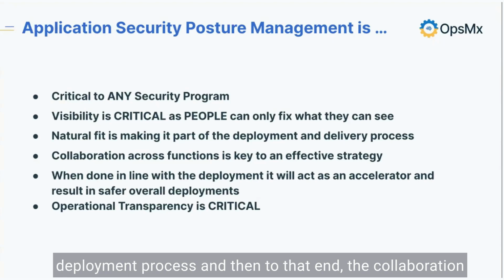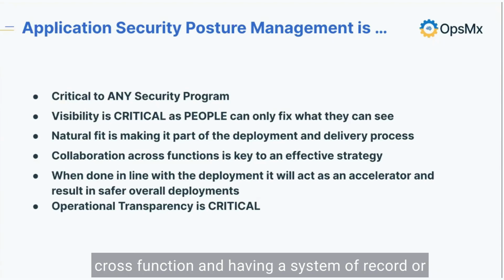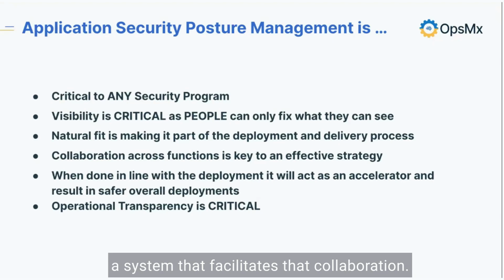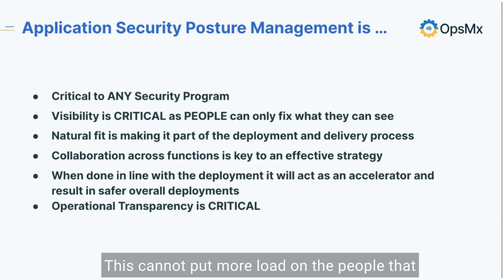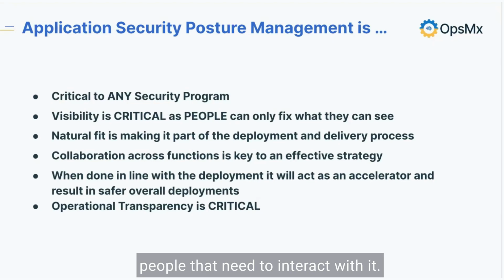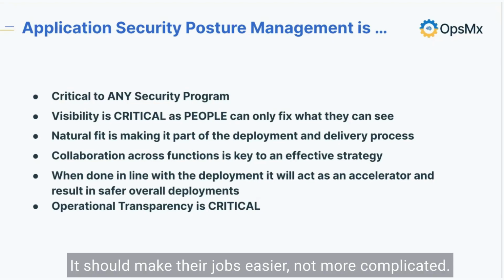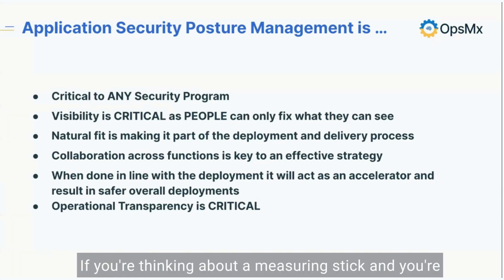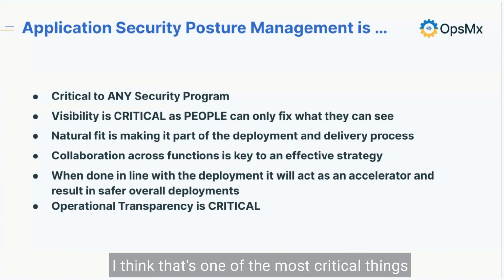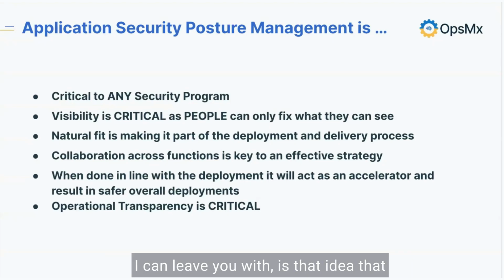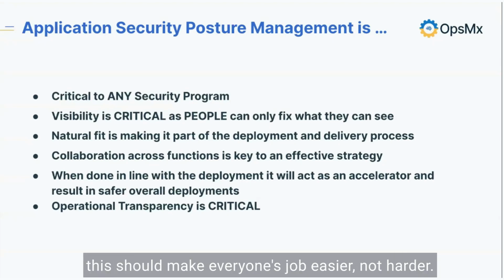And then to that end, the cross-functional collaboration, and having a system of record or a system that facilitates that collaboration. And then obviously the last bullet that I put there is operational transparency is critical. This cannot put more load on the people that need to interact with it, the developers for one, and others. It should be a seamless part. It should make their jobs easier, not more complicated, right? And I think that's the other thing. If you're thinking about a measuring stick and you're asking yourself, how do I evaluate these tools? I think that's one of the most critical things I can leave you with, is the idea that this should make everyone's job easier, not harder.